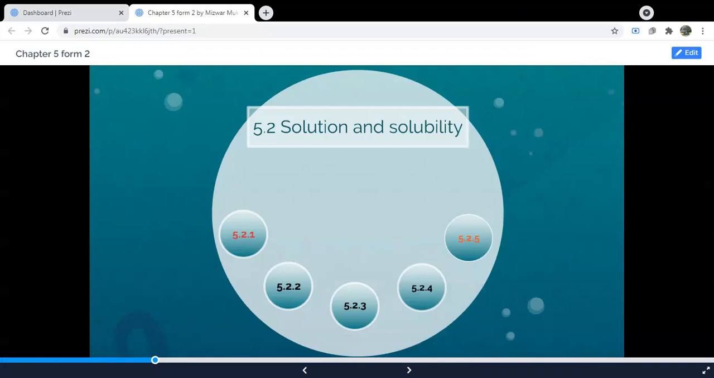dissolve macam tu. Okay, tapi kalau kamu tengok, kita ada lebih kurang 5 learning objective. Okay, 5.2.1 sampai 5.2.5. Tapi untuk hari ini kita akan cuba untuk nak habiskan 5.2.1 and 5.2.2. Okay, kalau sempat kita boleh cuba habiskan untuk 5.2.3.